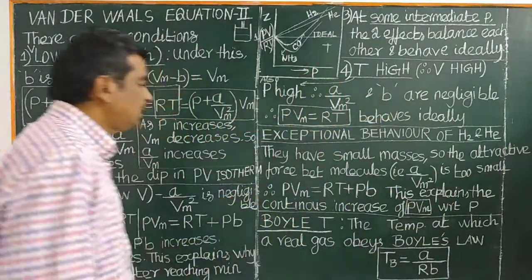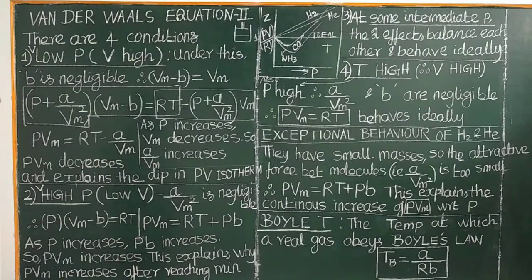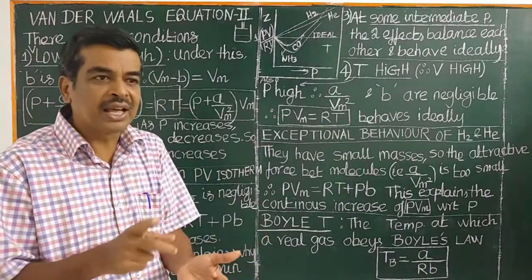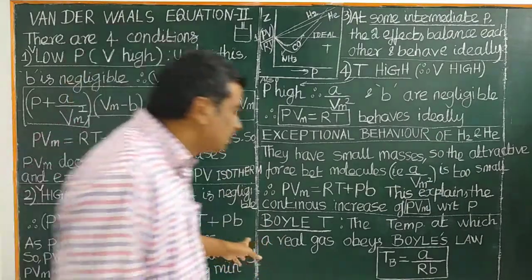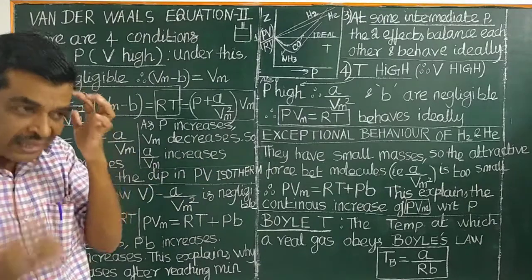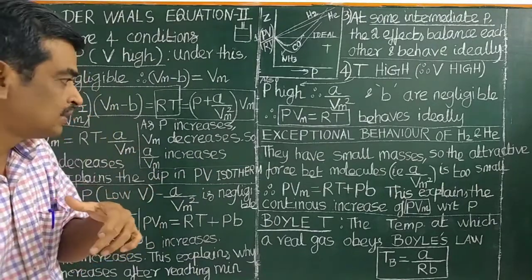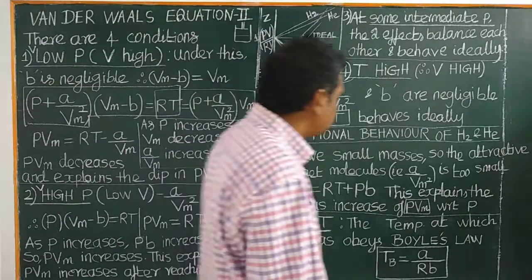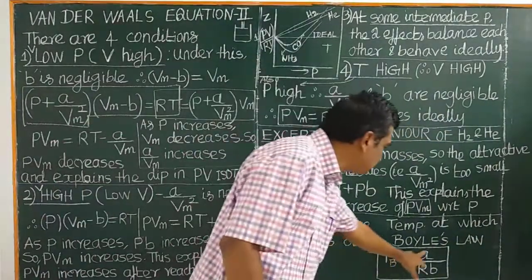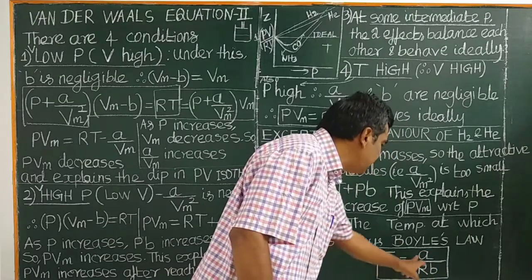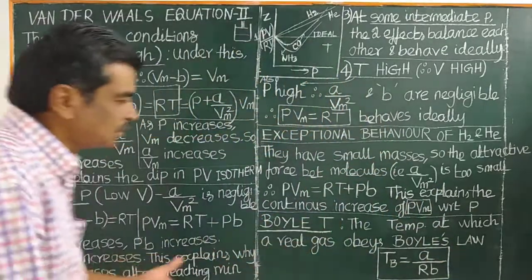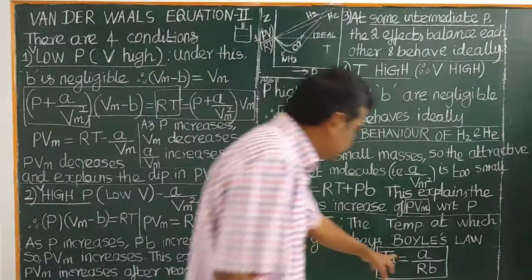Now let us see what is Boyle temperature. What is called the Boyle point? The temperature at which a real gas obeys Boyle's law. At a particular temperature, a real gas obeys the ideal gas law or Boyle's law. This is called Boyle point or Boyle temperature. It can be calculated using this equation: TB equals A by Rb, where A and b are van der Waals gas constants and R is the gas constant.